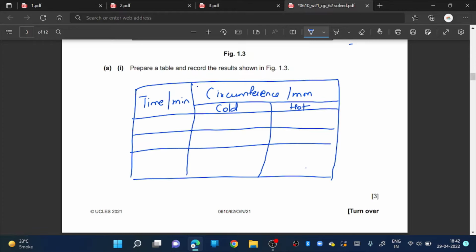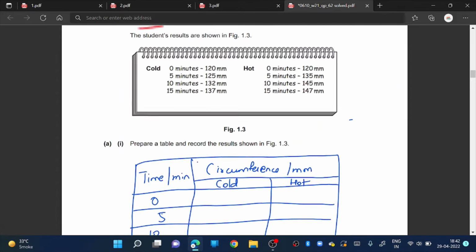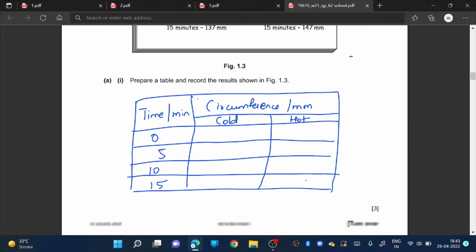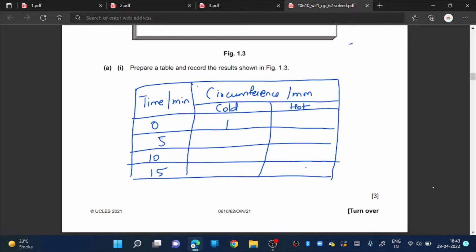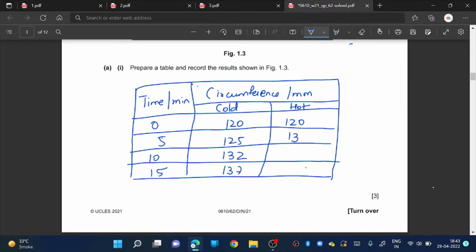So the time difference was 0, 5, 10, 15. Now you need to plot the data which was present over there. So here on the top you can see 120, 125. So this is the data that you need to add in the table. 120, 125, 132 and 137. This was for the cold. And now the next table is, the details are for the hot temperature, which was 120, 135, 145 and 147.